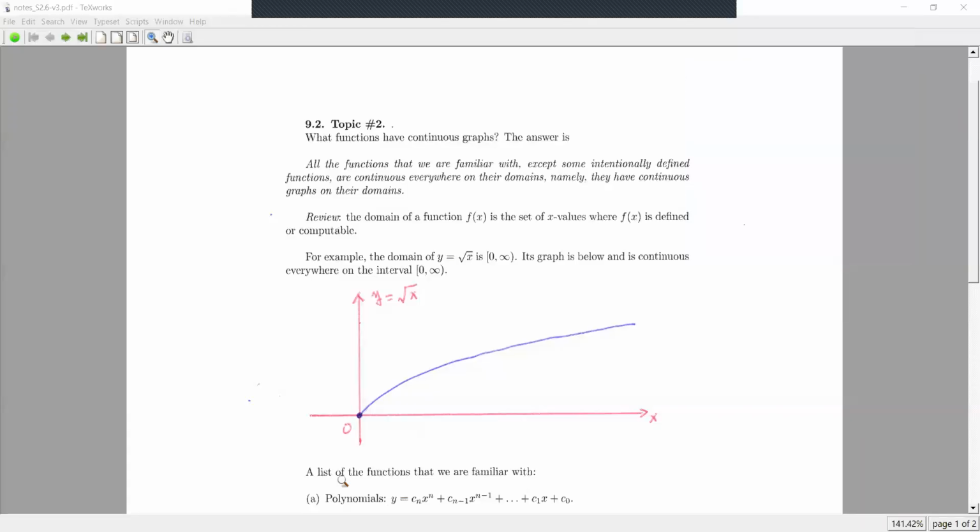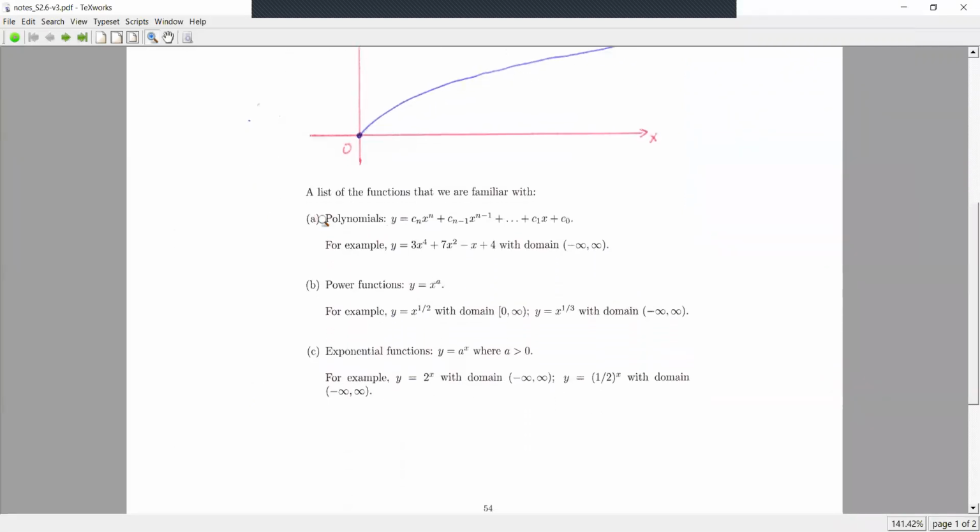Here is a list of the functions that we are familiar with. A, polynomials. We are familiar with polynomials. The domain of a polynomial is negative infinity to positive infinity. That is, a polynomial is computable at any number.